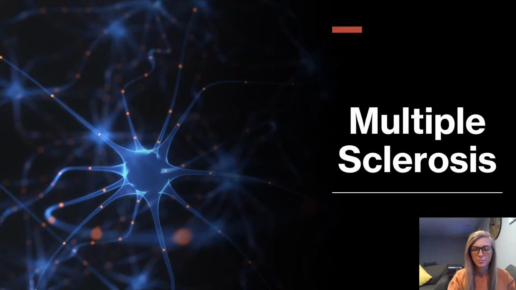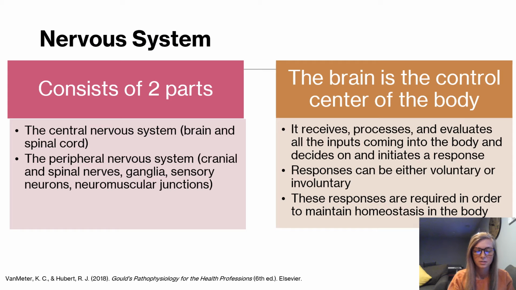So I did my presentation on multiple sclerosis, and this is a disease that generally affects the central nervous system. There are two parts to the nervous system. The first is the central nervous system, which is the brain and spinal cord, and then the peripheral nervous system, which is the cranial and spinal nerves, the ganglia, sensory neurons, and neuromuscular junctions.